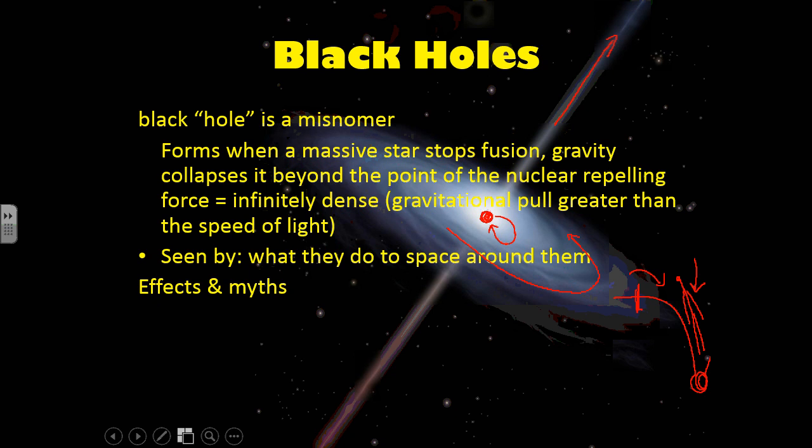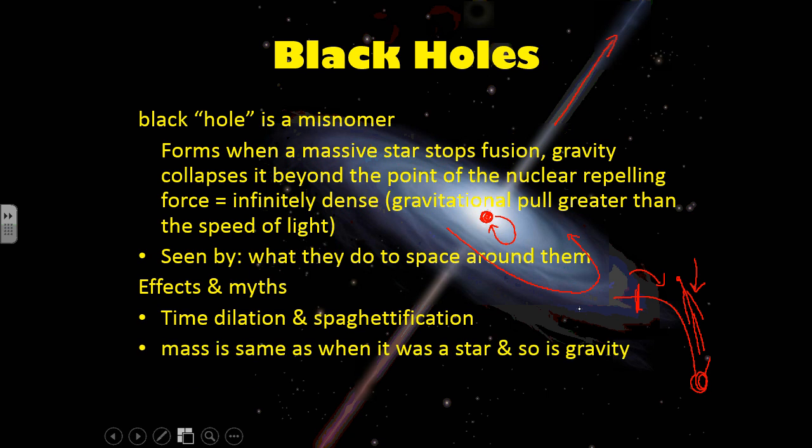So some of the effects and some of the myths that you need to be aware of. This time dilation I talked about, spaghettification I talked about. If a star collapses and becomes a black hole, the mass is the same. So one of the constant questions that you'll get is, oh, what happens if the sun becomes a black hole? Well, number one, it's not massive enough for that to happen. Number two, if it did, its mass wouldn't change. It'd just be taking up a much smaller area. So the planets would still orbit it. They wouldn't be sucked in.